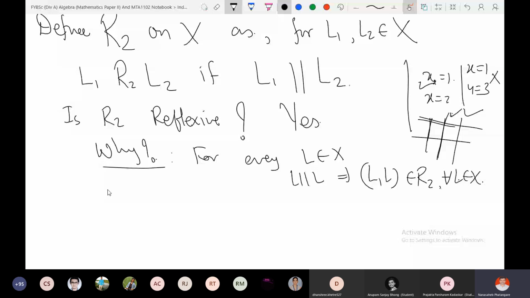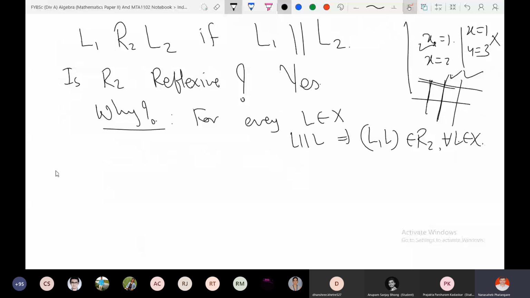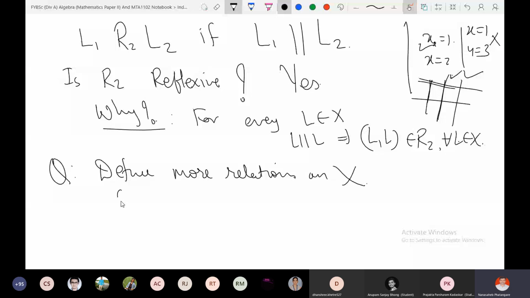Right. So now the definition of a reflexive relation is clear. So the question is: define more relations on this same set of lines. Sir, but in the perpendicular relation, we can't find reflexive, right? What can't you find? I have given a relation which is reflexive. What you cannot find?